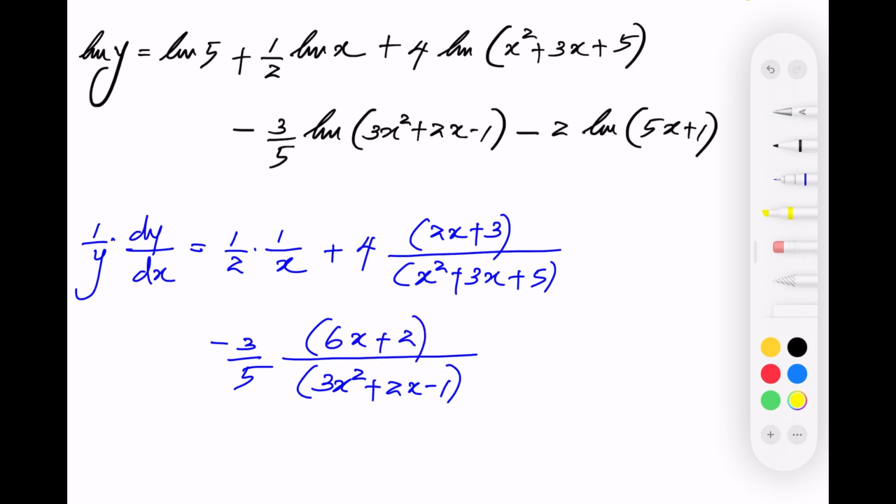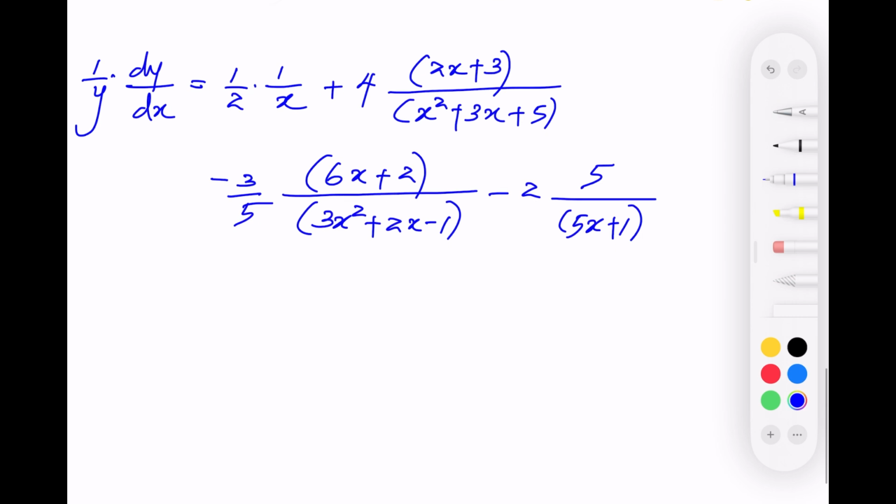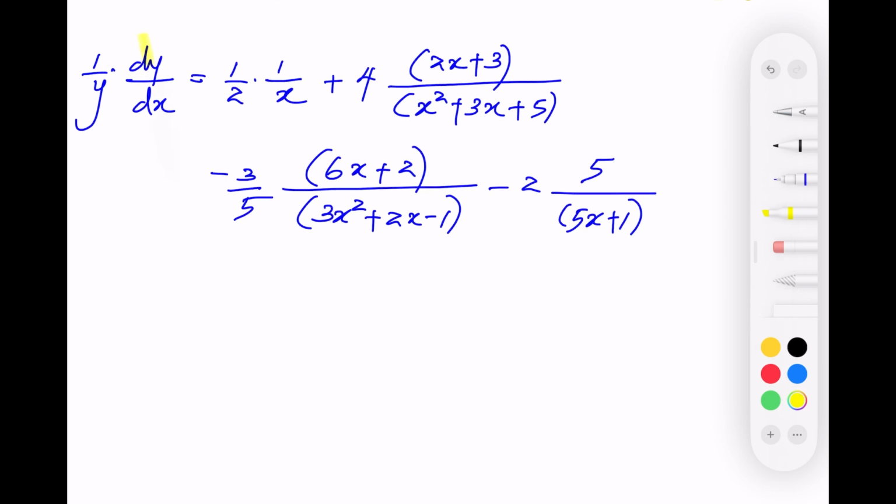Now we have to do the last part. There's a negative 2. Let me write down that negative 2 times I need to differentiate natural logarithm 5x plus 1. When you differentiate that, we will have 5x plus 1 in the denominator, and then I need to differentiate the 5x plus 1 to write on the numerator, which is equal to just a 5. Alright, now we can simplify this and make dy by dx the subject.